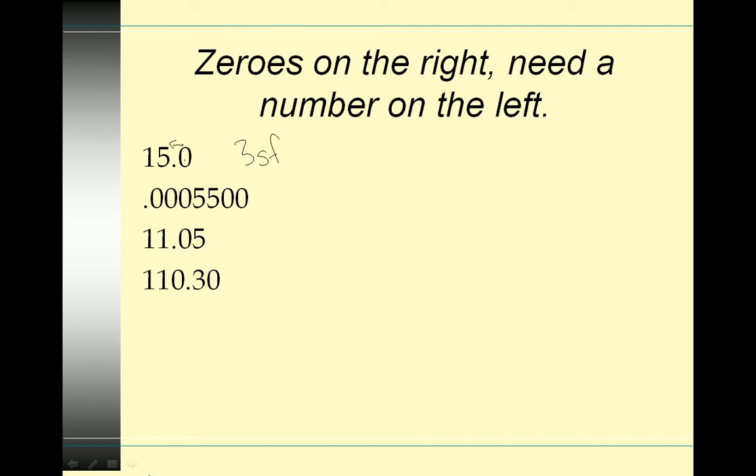Zeros on the right need a number on the left. This is on the right. Is there a number on its left? No. This on the right, is there a number on its left? No. Zero on the right, number on its left? No. So these are not significant. Here's a zero still on the right. Does it have a number on its left?